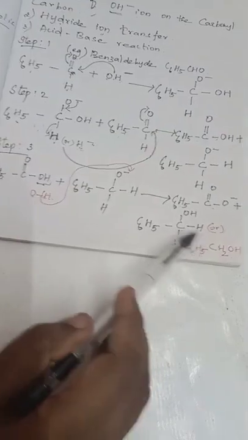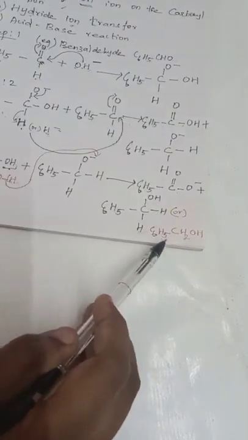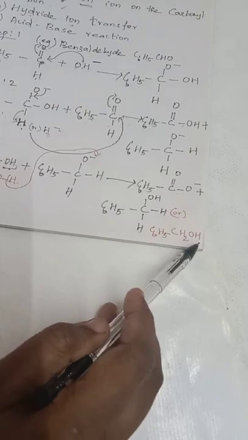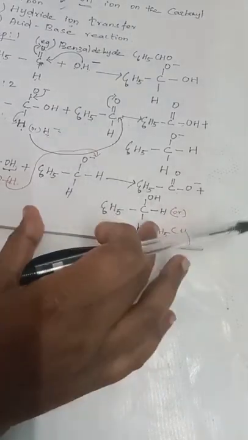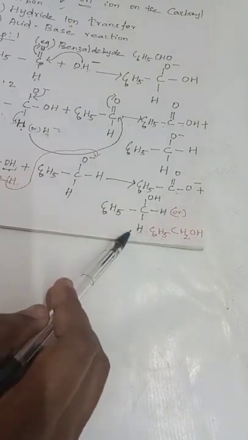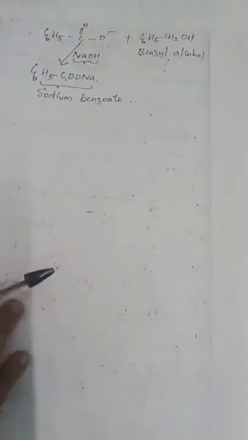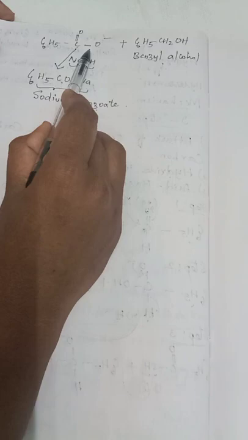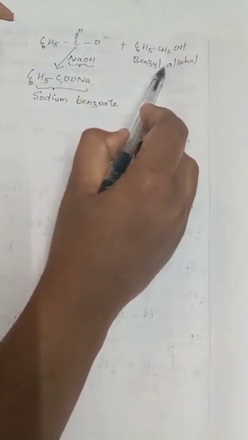So we will get one more product as C6H5, C, single bond O. This H will come here, H, single bond H. Or we can write this structure as C6H5, CH2OH. So in this reaction we got one benzoate product as well as one benzyl alcohol. I have written the product separately. So this is a benzoate product. This one is benzyl alcohol.